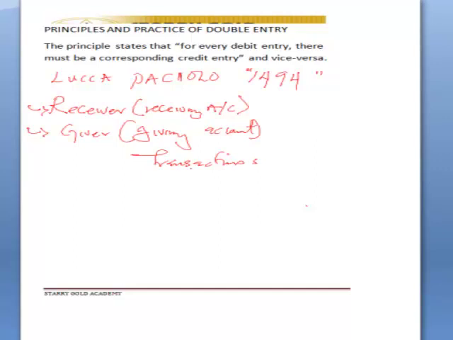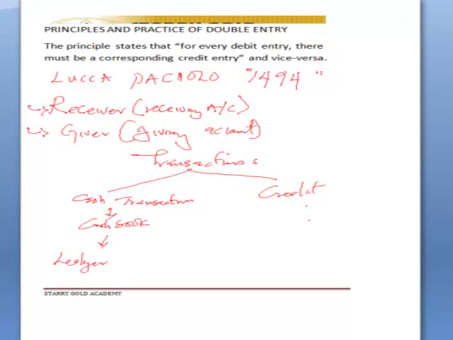They are classified into two. We have the cash transactions and the credit transactions. Now, the cash transactions must pass through what we call the cash book, and the final destination is the ledger. And the credit transactions must pass through what we call day books, and the final destination is also the ledger.